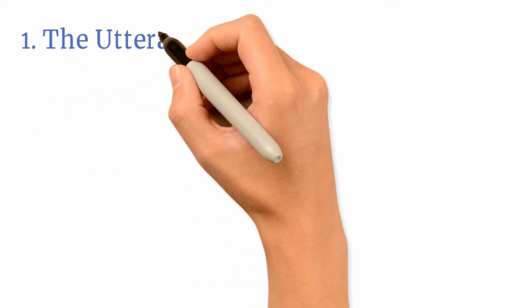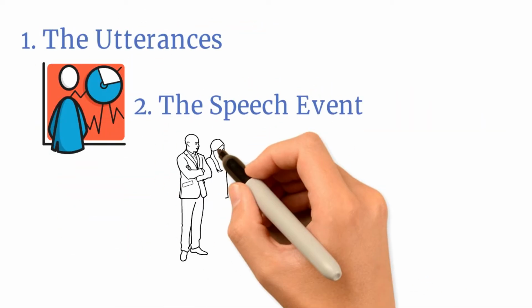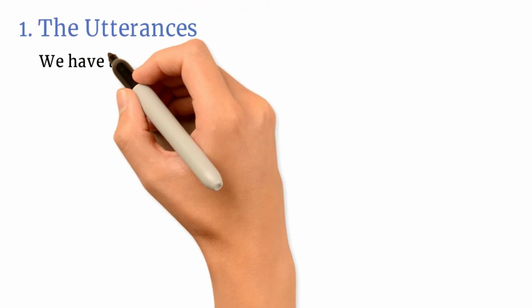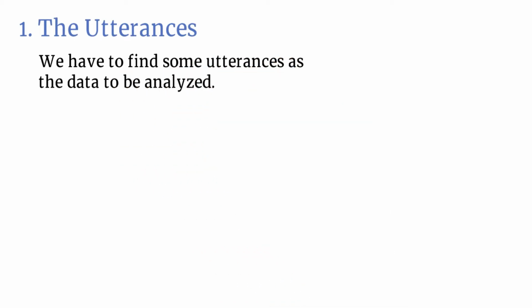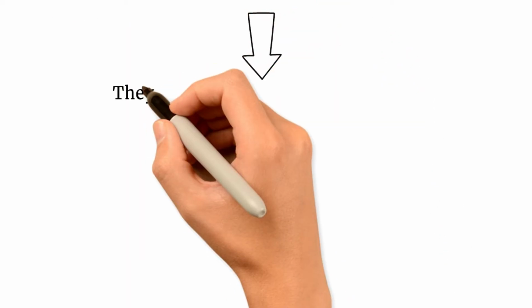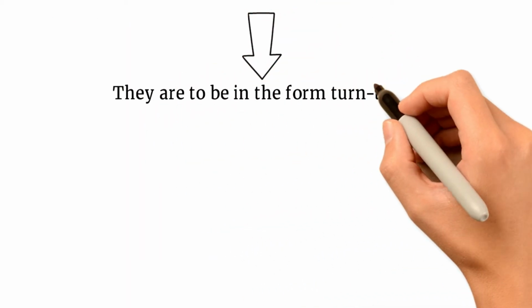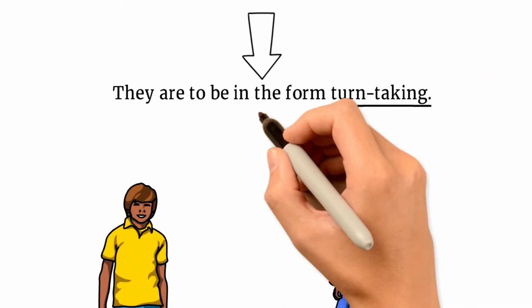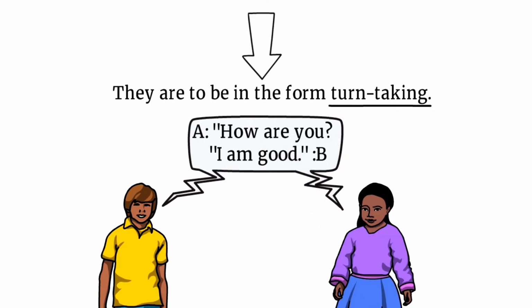They are the utterances, the speech event, and the elaboration. Of course, before doing the analysis, we have to find some utterances as the data to be analyzed. The utterances are to be in the form of turn-taking, meaning the speakers have their own fair share of speaking turn, and is usually done by two speakers. One pair of dialogue is enough for the data. We then analyze the second speaker's utterance.